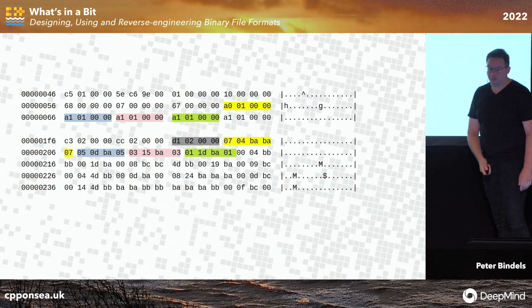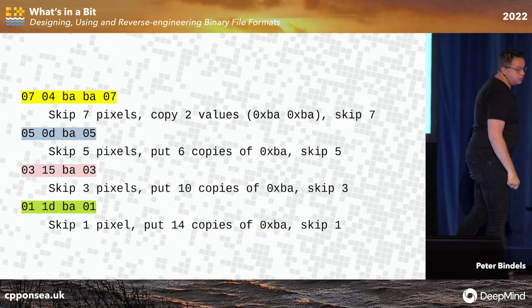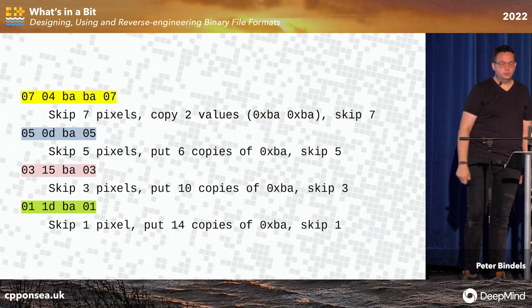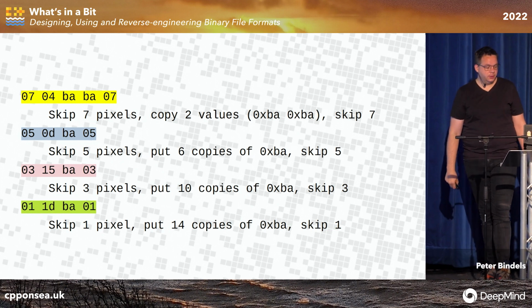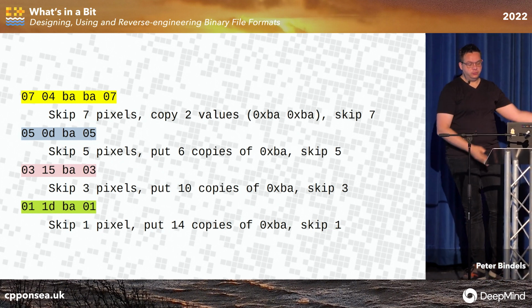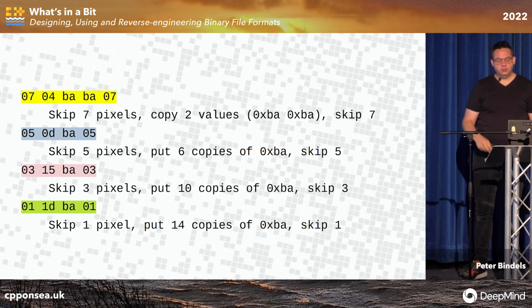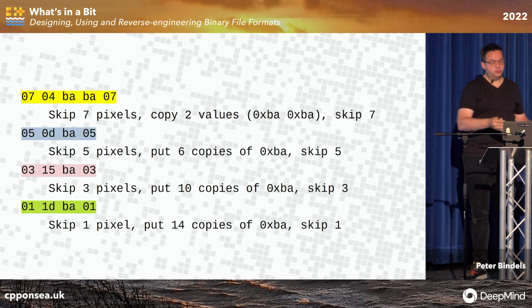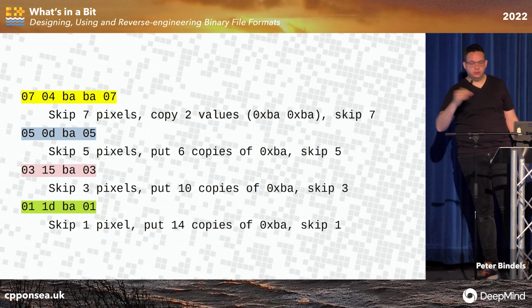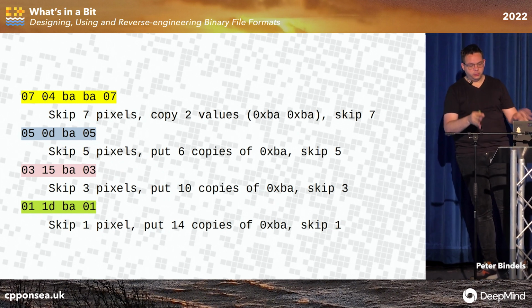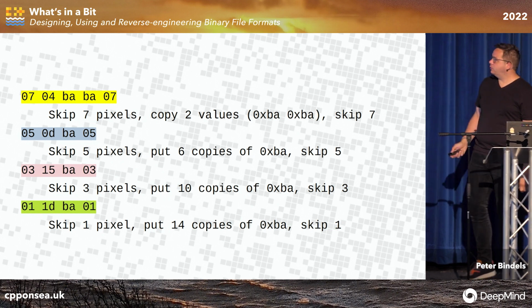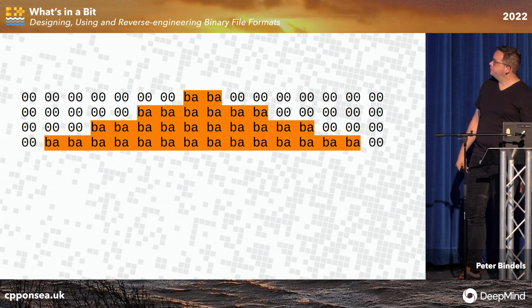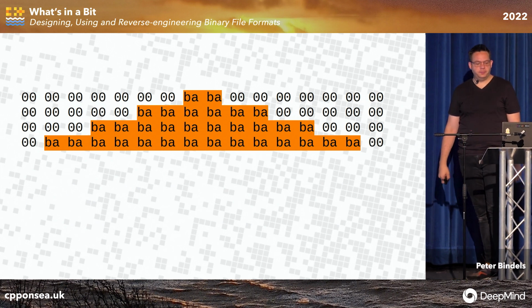We have these values. And looking at it in detail, these are run length encoding. Well, dang, we just did that. So the first one says we skip 7 pixels, and then we copy 2 values, and then we skip 7 more. That's 16. Second one, skip 5, copy 6, skip 5, 16. Skip 3, put 10, skip 3, 16. Now if we draw that out, it starts to look like this. Now that looks dang much like an isometric kind of graphic.